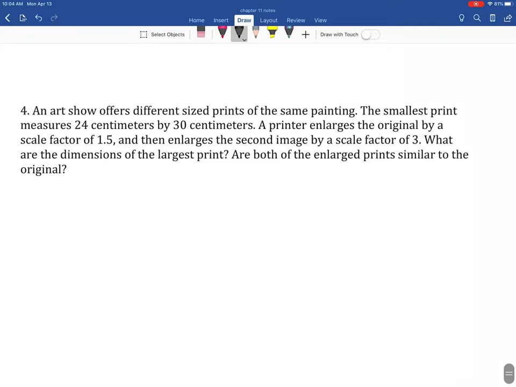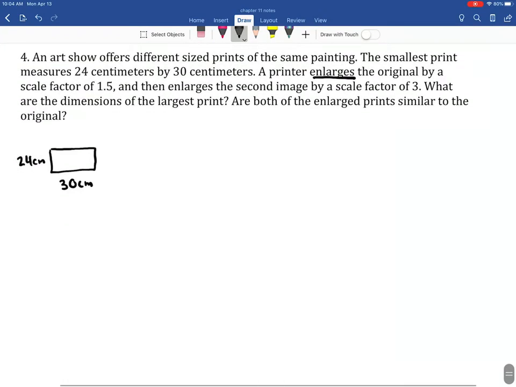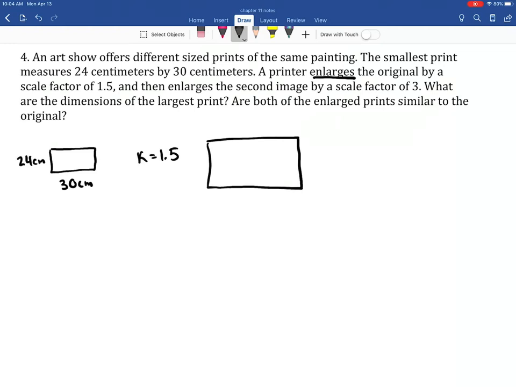An art show offers different size prints of the same painting. The smallest print measures 24 centimeters by 30 centimeters. So let's start there. Smallest is 24 by 30. A printer enlarges, so it's getting bigger, by a scale factor of 1.5 first. It's going to get a little bit bigger. And then it enlarges the second image by a scale factor of 3.